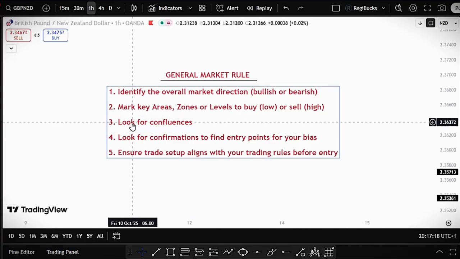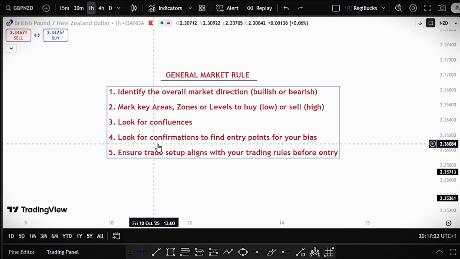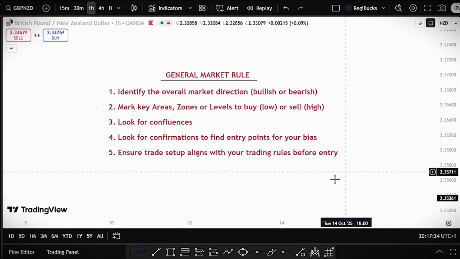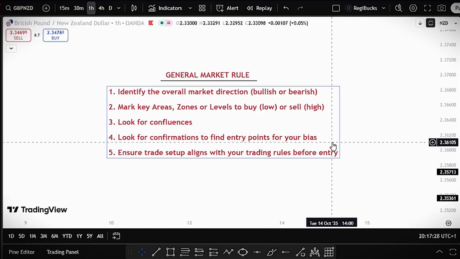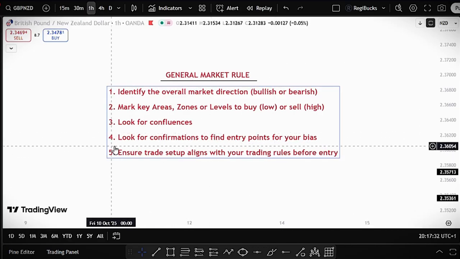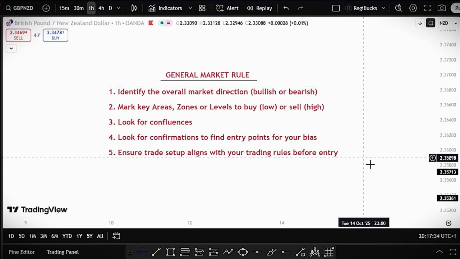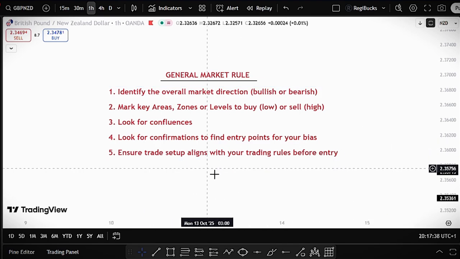And then look for confirmations to find entry points for your buys, that's double top, double bottom, and so on. Ensure the trade setup aligns with your trading rules before entry. Always ensure that everything aligns. If one thing is not right about that setup, don't take it, even if it's small.